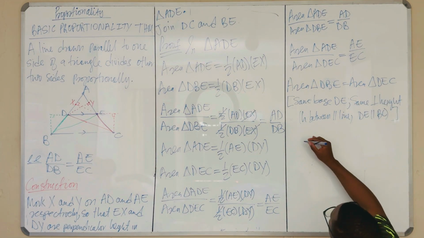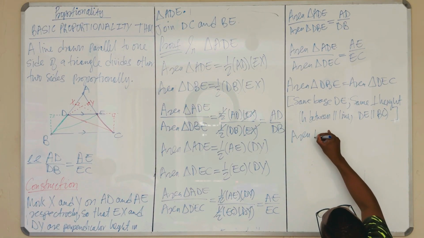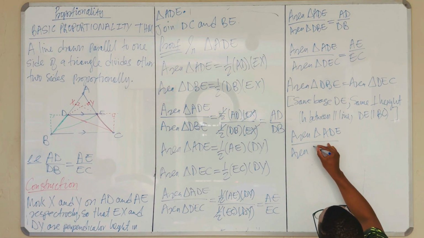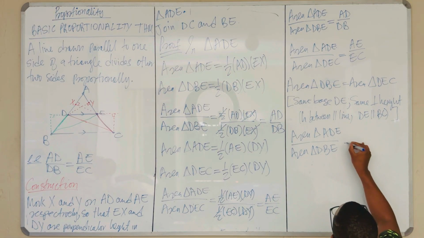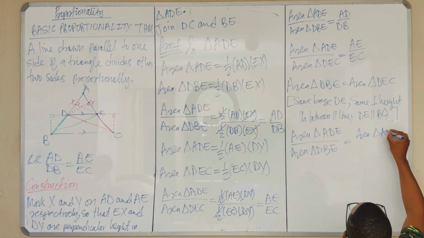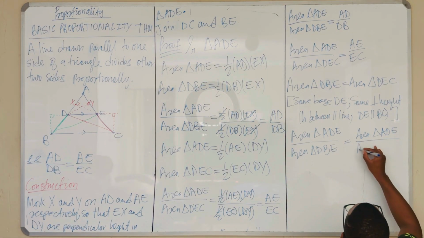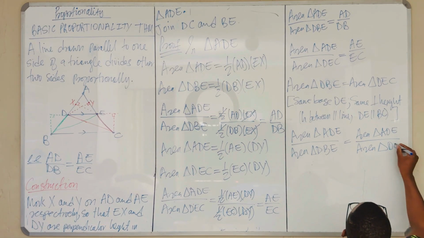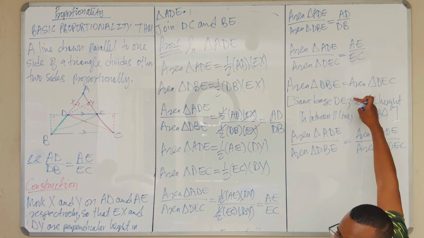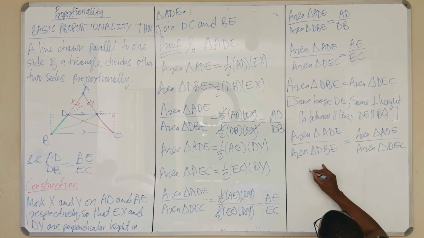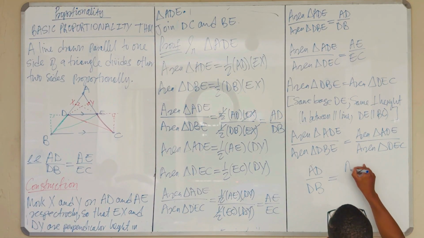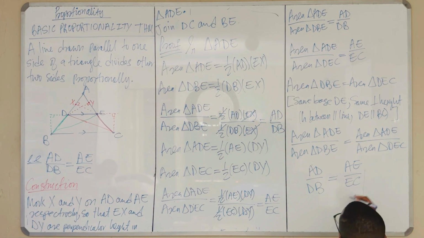So what does this mean? It means your area of triangle ADE over the area of triangle DBE is equal to the area of triangle ADE over the area of triangle DEC. Do you understand? Yes. Because this and this is the same thing. This and this will just explain that they are the same. So which is this, which was AD over DB, is equal to this, which is what? AE over EC. We're done here.